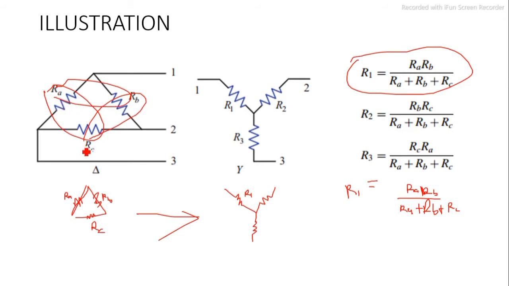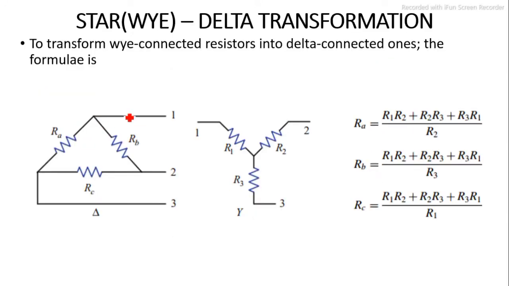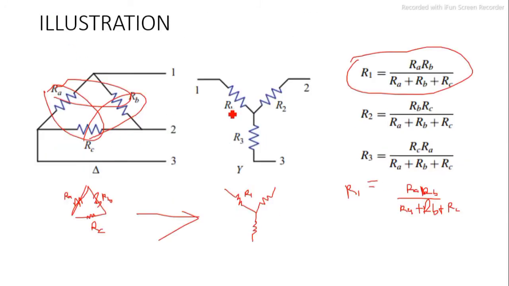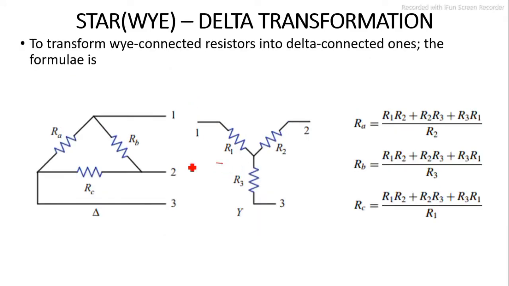You have to use the combination of the other one. Then if you want to calculate your R3, you use the combination of the what? The other. So let's look at this: this is delta to Y. You are converting from delta to Y. Now let's convert from Y to delta. Now you have your Y connection, and now I want to go to your delta connection.